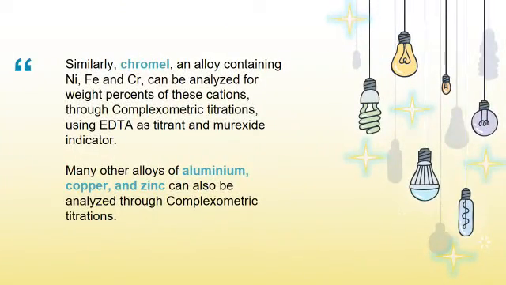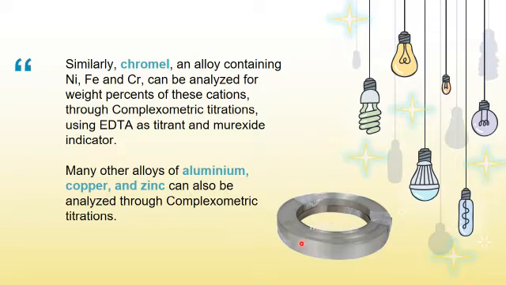Similarly, chromel, an alloy which contains nickel, iron and chromium, can also be analyzed for the weight percent of these cations through complexometric titrations with EDTA as titrant and murexide indicator. This alloy has different types depending upon the concentration of its components. Alloys of aluminium, copper and zinc can also be analyzed through complexometric titrations.